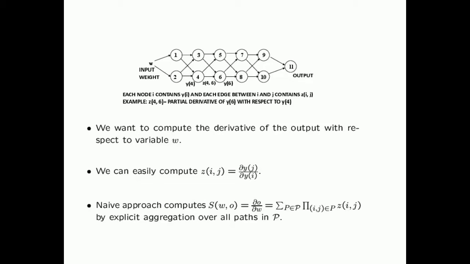So in this computation graph, suppose you needed to compute the partial derivative of the output O with respect to the input weight W. The naive way to do it would be to just find all the paths in this graph from the weight W to O, compute the product of zij's of all the edges on all these paths and just add them. So that value is the partial derivative of O with respect to W, and we will denote it by SWO. That is the notation that we will use for our dynamic programming update.